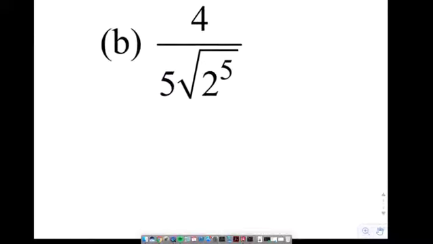Now we move on to letter B. 4/5 square root of 2 to the 5th. Anyone know offhand what 2 to the 5th is in your head? 32. Yeah, you could figure it out pretty quickly, but it's 32. Is 32 a perfect square? No, it's not. Now you could probably simplify the radical, but that's not how we're going to approach this problem.